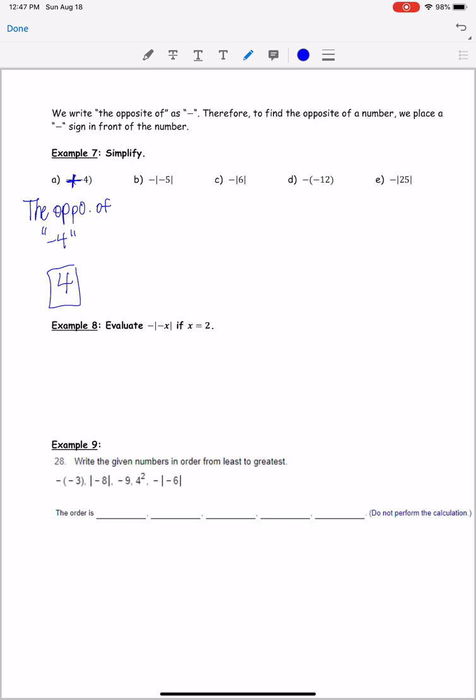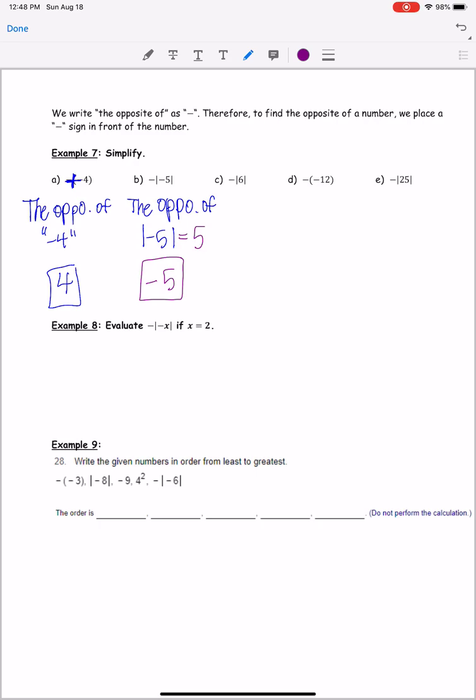This one here means the opposite of the absolute value of -5. Well, what is the absolute value of -5? The absolute value of -5 is a +5. So what's the opposite of this +5 then? That is -5.